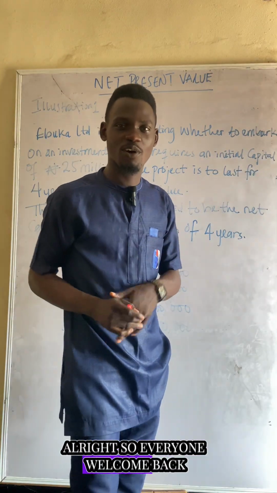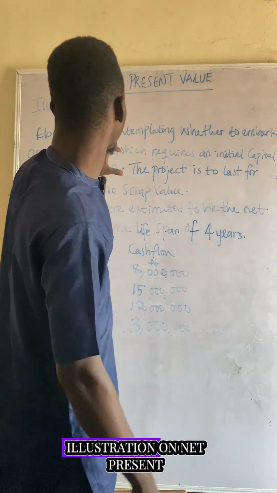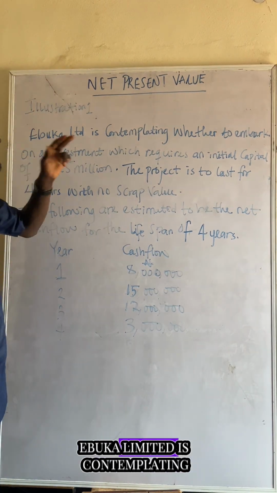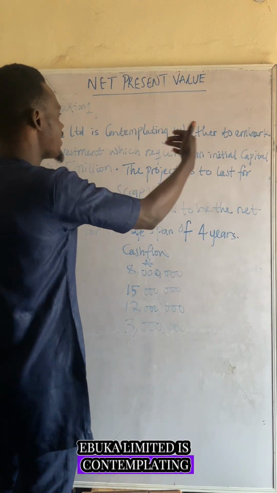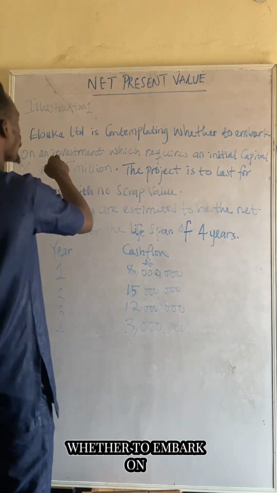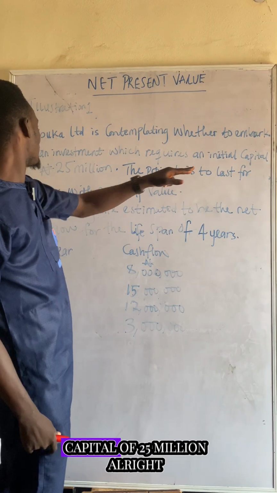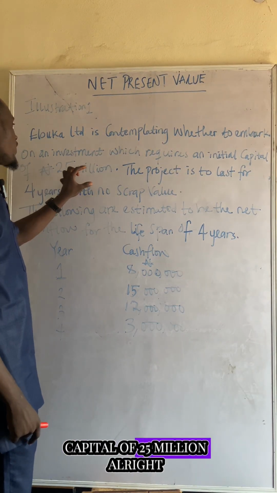All right, everyone, welcome back. Now to the illustration on net present value. Ebuka Limited is contemplating whether to embark on an investment which requires an initial capital of 25 million.